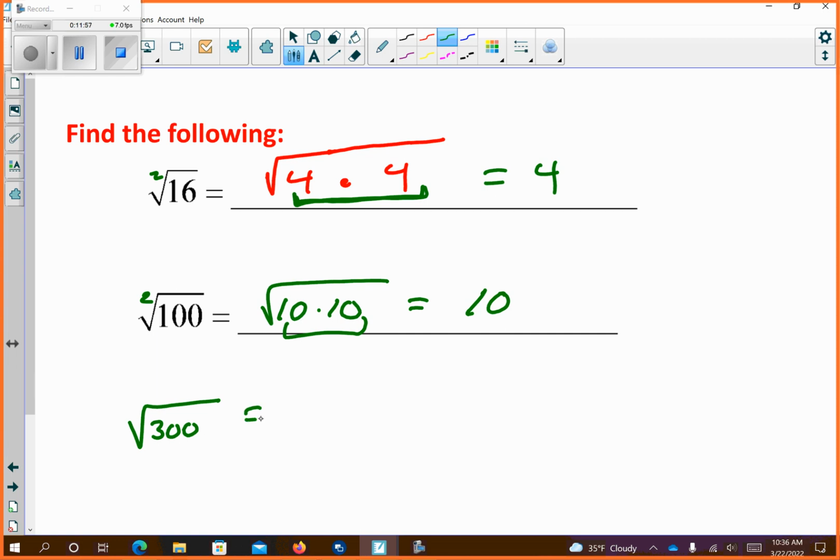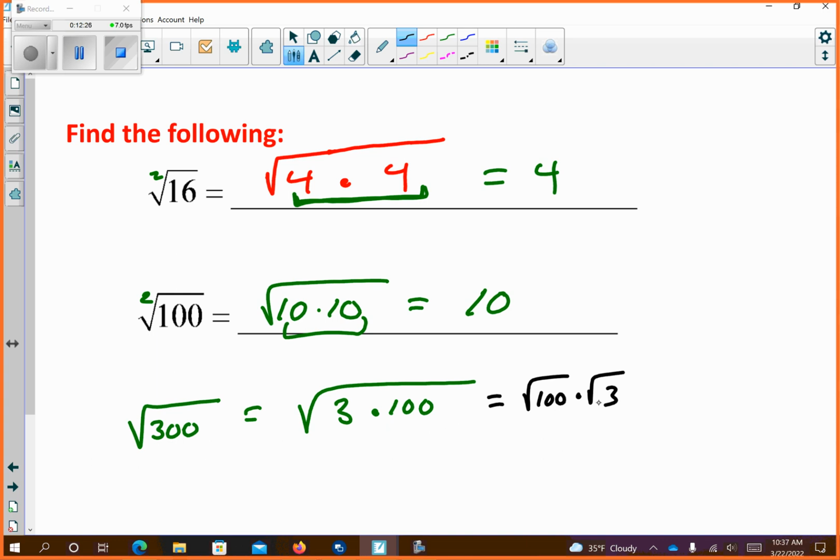all these correct things that multiply together, that would get you 300. If I go 3 times 100, what is special about 100? Is it a perfect square? So 100 is a perfect square. So theoretically, I could take this and say square root 100 times square root 3. Agree? Because 3 times 100 is 300.